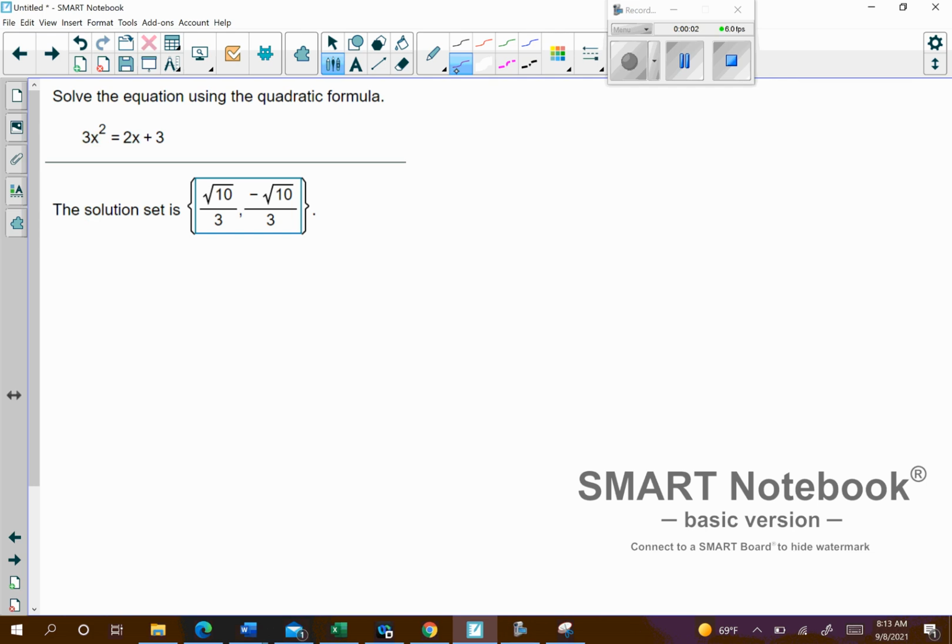Okay, so the first thing we got to do before we can use the quadratic formula is we have to set this equal to 0. So I'm going to move or subtract 2x and subtract 3 from both sides. And so that'll cancel out on the right, and that'll leave me with 3x squared minus 2x minus 3 equals 0.